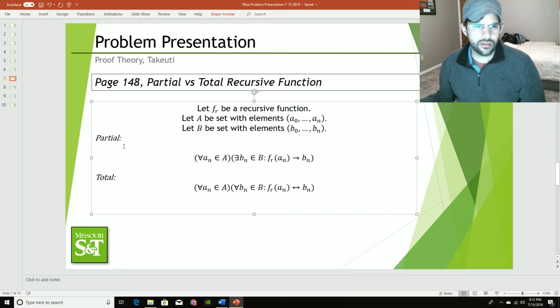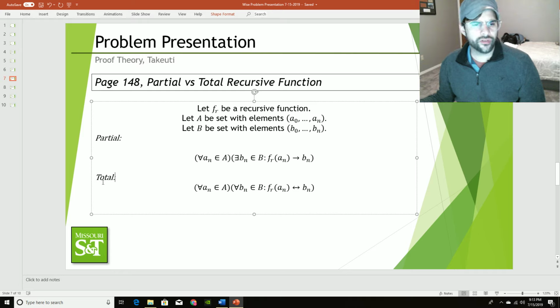Just open sets basically. So a partial recursive function, the way that works is for all elements An within A, there exists a Bn within B, so that the recursive function maps An into a Bn. But that does not mean that it maps it back the other way. You can see there's no double arrow here, and this right here is not a for all. It's a there exists one Bn, right?